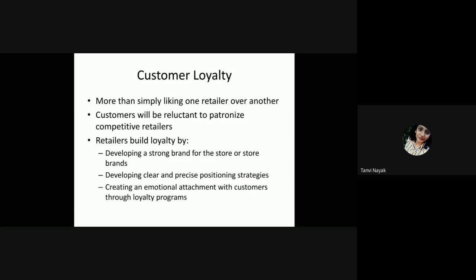So maybe develop clear and precise positioning strategies, where the positioning concept should be clearly understood by the advertisers. Those advertisers have to come up with a good copy. Once that copy or the complete advertisement has been thrown into the market, each and every customer should be able to understand it.